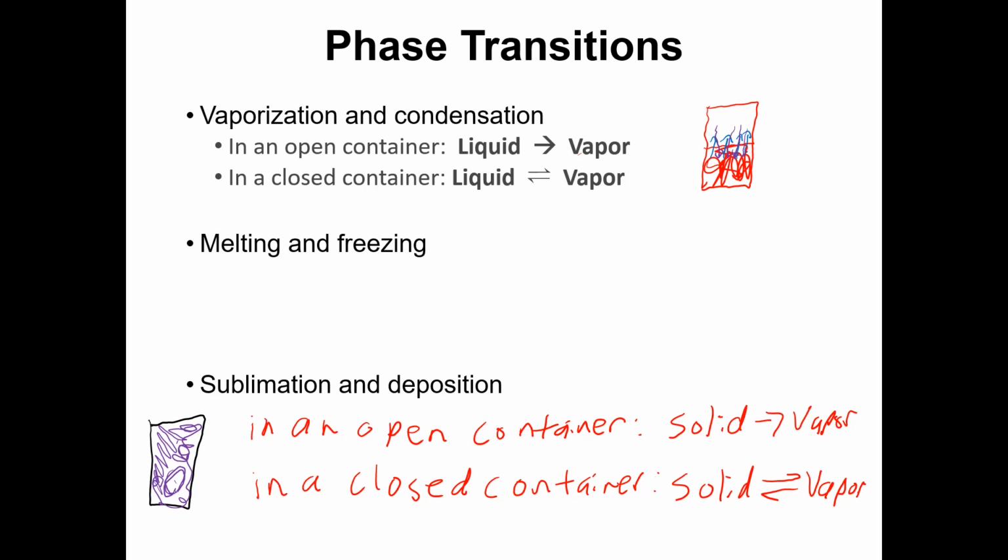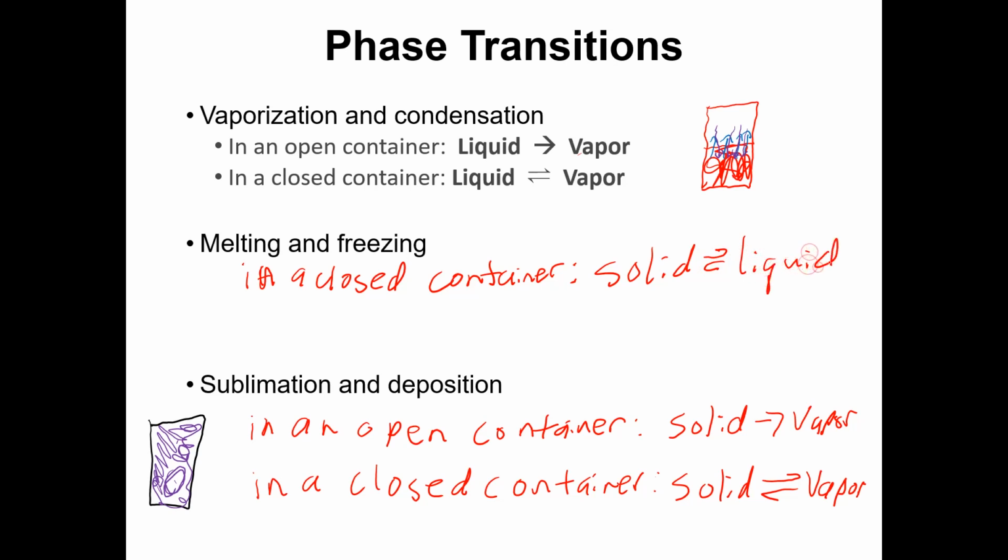Now with melting and freezing, it's a slightly different story. If we're in a closed container, the solid turns into liquid, and then some of that liquid on the surface of the solid is going to adhere to the solid and essentially freeze again.